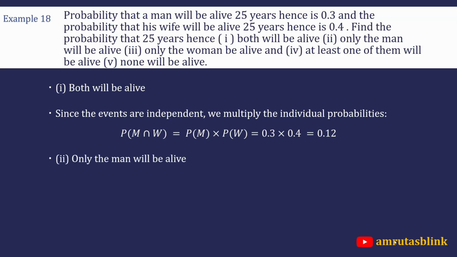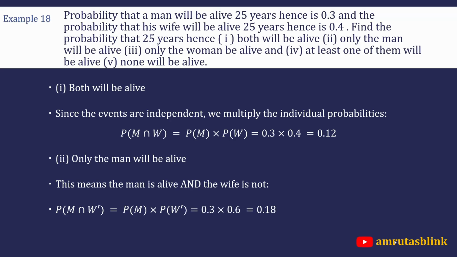Now second case, only the man will be alive. So we want the event that M is alive but W complement we need to consider here. That means the man is alive and his wife is not. So probability of M intersection W dash. Now this is also an independent event, so we multiply probability of M into probability of W complement, which is equal to 0.3 into 0.6, which is equal to 0.18.